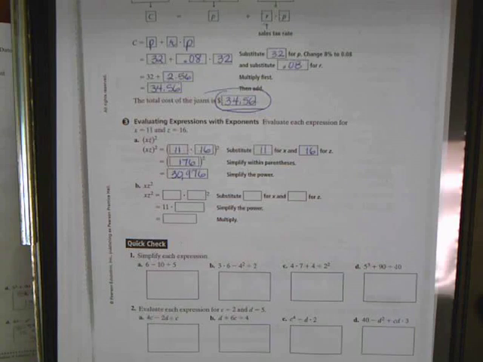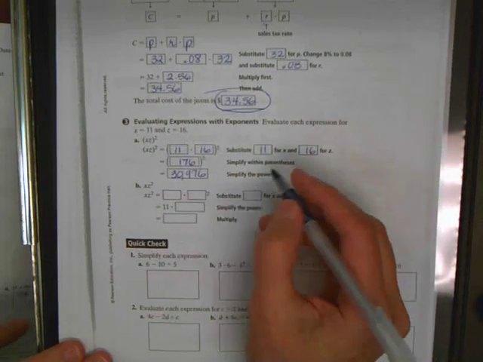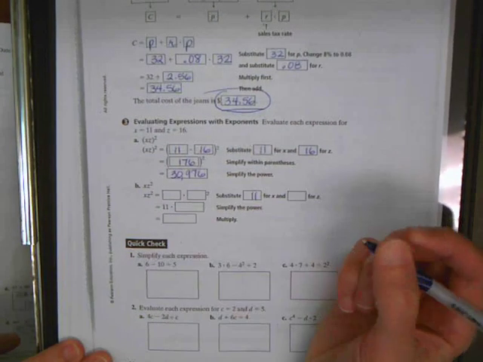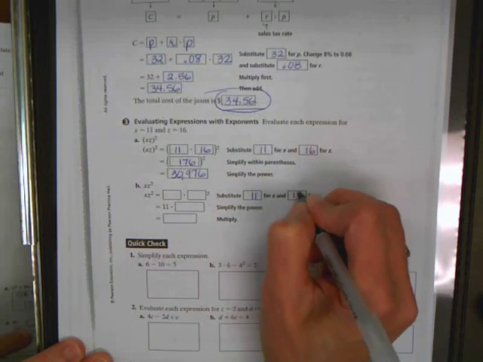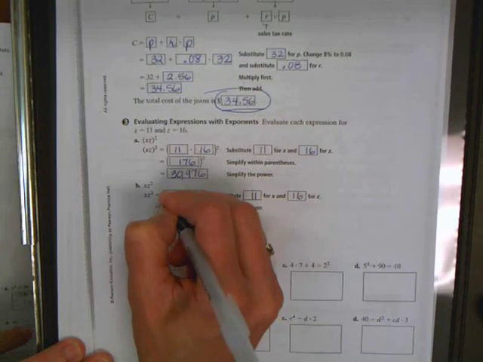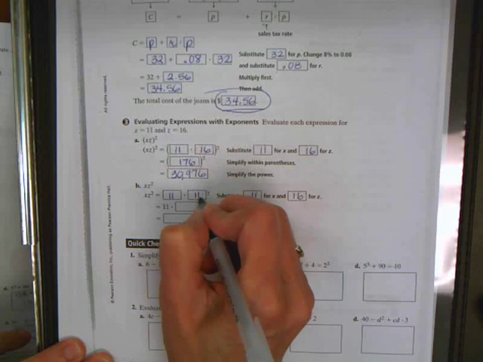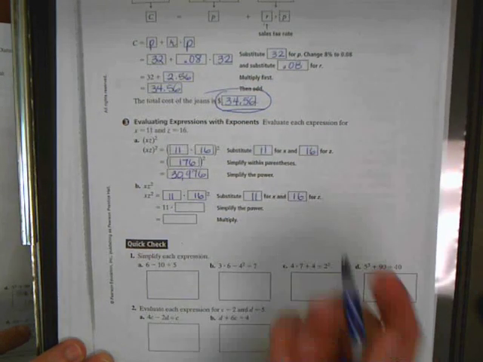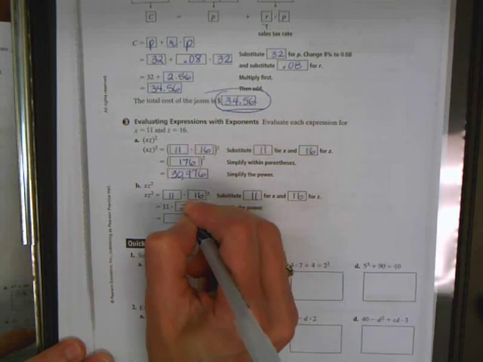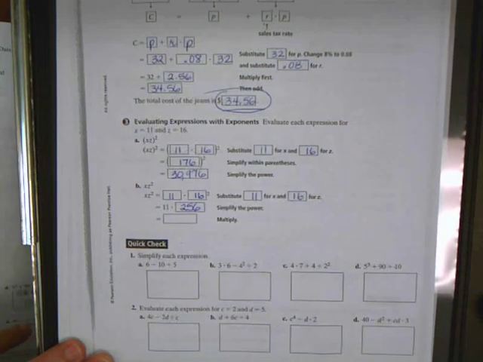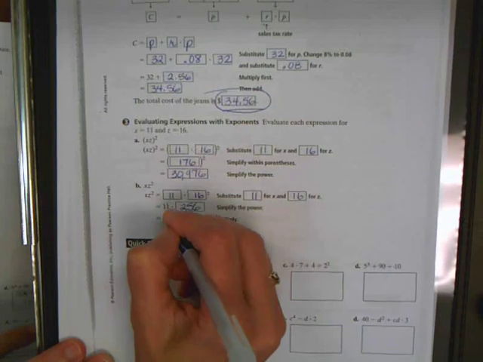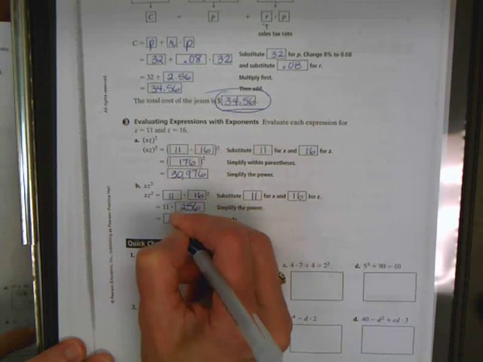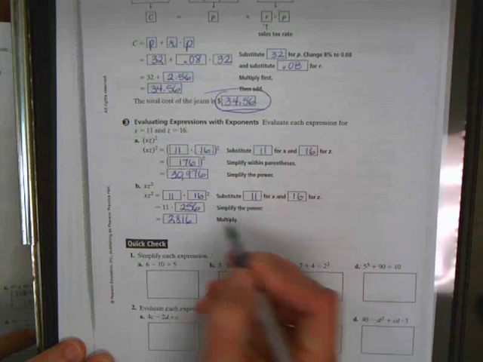The second expression is x times z squared. In this case, realize that only z is raised to the second power. So again, I'm going to substitute in 11 for x and 16 for z. So this gives me 11 times 16 squared. I'm going to simplify the power. 16 squared is 256. 11 times 256 is 2,816 for my final answer.